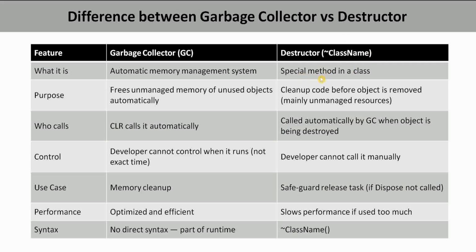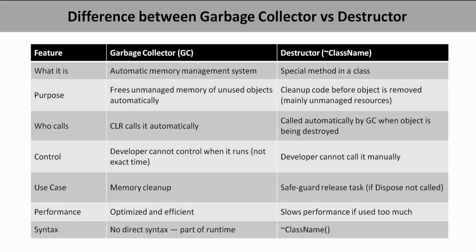Destructor is a special method in a class. If we want to use a destructor, we have to use the tilde symbol with the class name. Next, what is its purpose? It frees unmanaged memory of unused objects automatically. It is automatically called and removes the unnecessary objects which are not going to be used further. It cleans up code before the object is removed, mainly unmanaged resources.